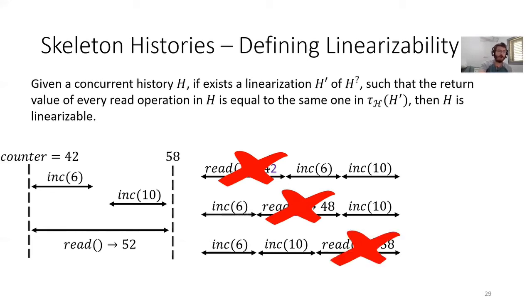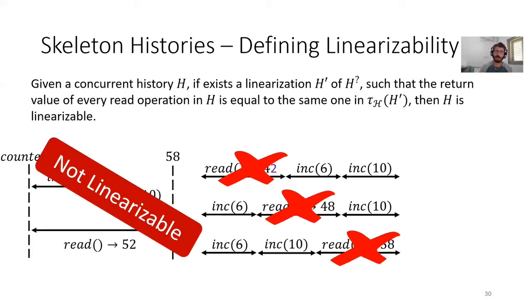Thus, we have seen that no such linearization of the skeleton history exists as required, thus proving that this concurrent history is not linearizable through the notion of skeleton histories and the operator tau.